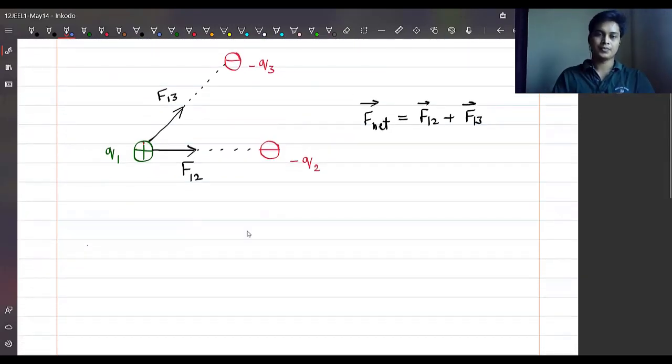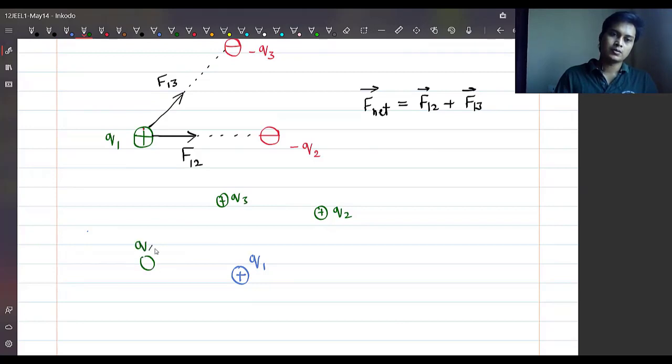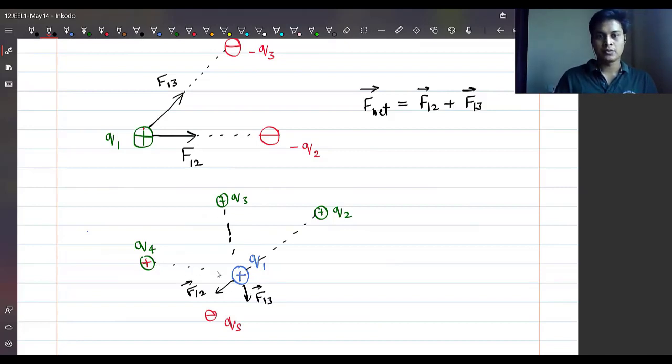In other way, we can write this. Suppose there is a charge Q1 and there are several charges applying force on it, multiple charges around it, either Q2 or Q3, Q4, take some charges as negative, Q5. So all of these charges will be applying force on Q1. So this will be force on 1 due to 2. Force on 1 due to 3 will be in this direction. And all these quantities are vectors. Force on 1 due to 4 will be in this direction. And force on 1 due to 5 will be in this direction.